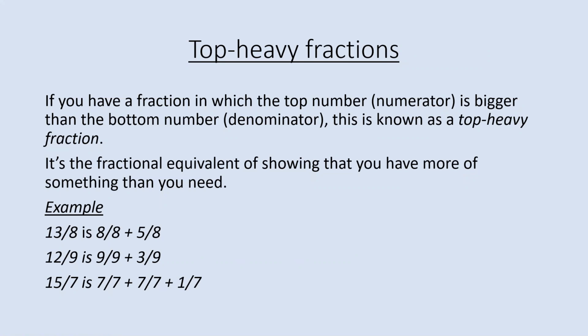If you have a fraction in which the top number, the numerator, is bigger than the bottom number, this is known as a top-heavy fraction. It's the fractional equivalent of showing that you have more of something than you need. So for example, 13/8 is 8/8 plus 5/8. 12/9 is 9/9 plus 3/9. 15/7 is 7/7 plus 7/7 plus 1/7.